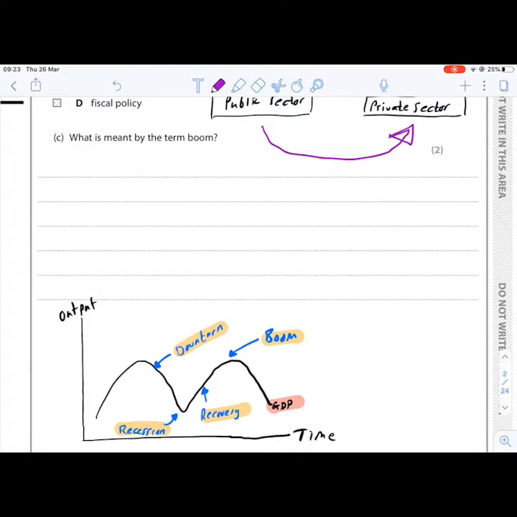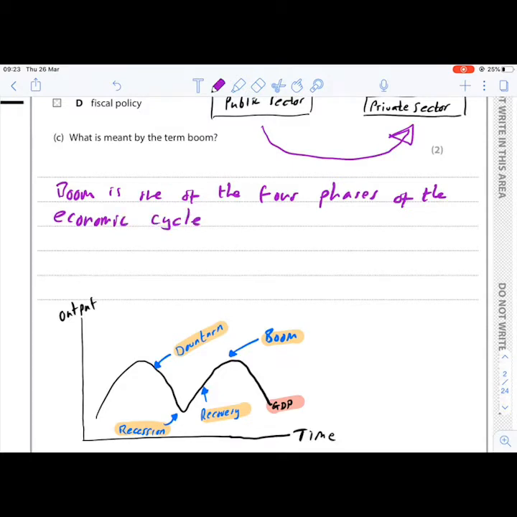So you could start off by saying boom is one of the 4 phases of the economic cycle, and that will get you 1 mark, but we need a little bit more information here to get the 2nd mark. So you can say this is when GDP is at its highest to get the second mark.